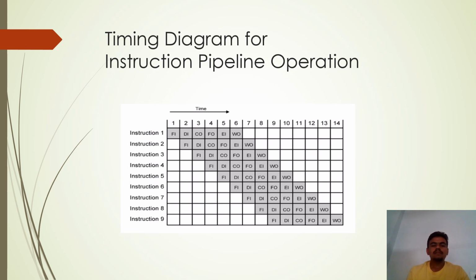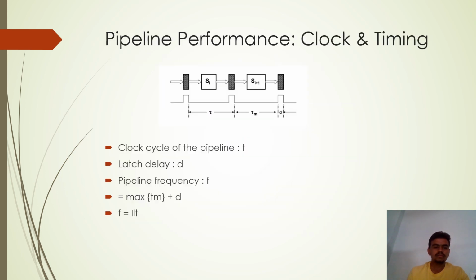Timing diagram for instruction pipeline operations. This is what we saw in this figure. This is a timing diagram of the instruction pipeline. The first instruction's execution starts here, and then the second instruction starts. The line by line start is parallel.